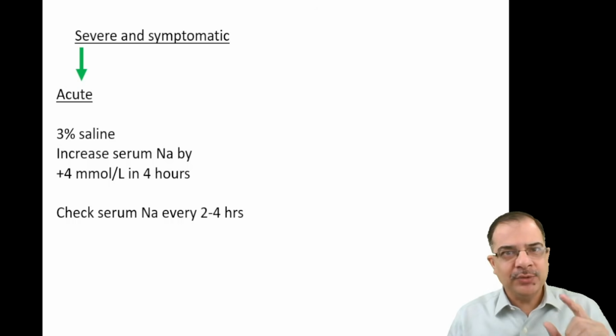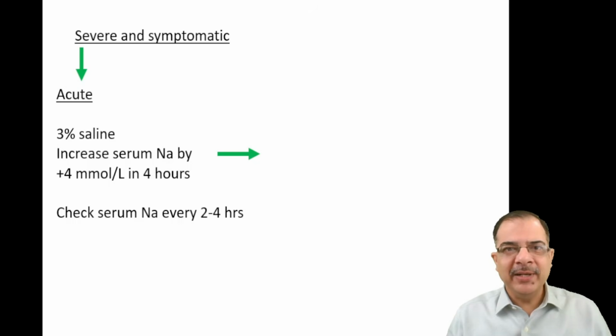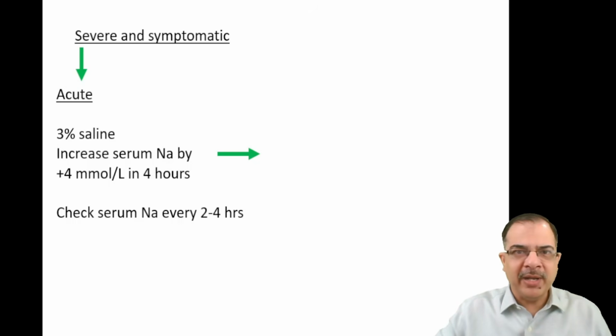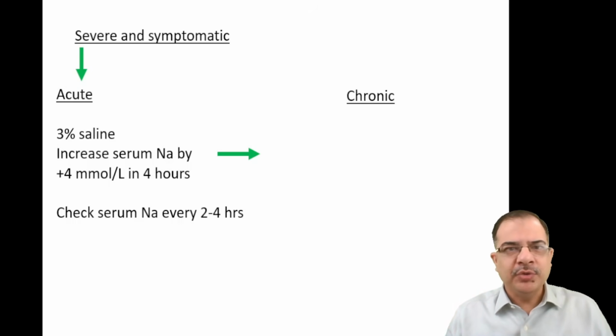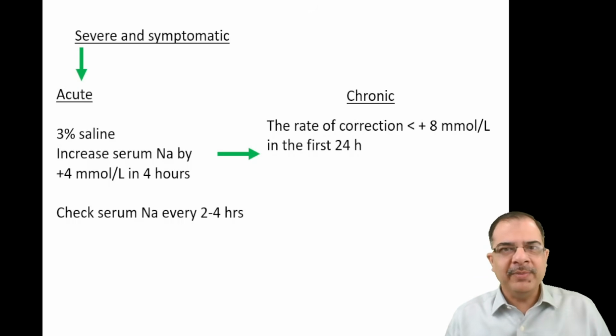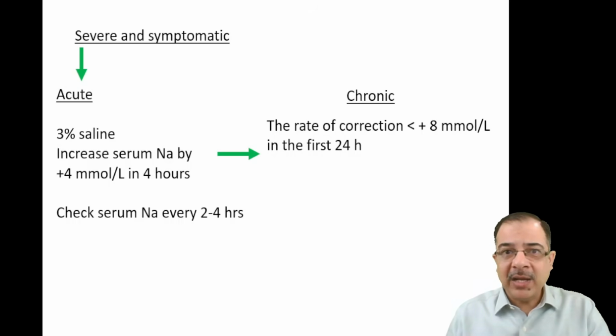And we will check the sodium every 2 to 4 hourly. After that, the treatment will be similar to the treatment of chronic hyponatremia, because in chronic hyponatremia there are some compensatory changes that prevent the cerebral edema. So if the patient is chronic, and after treatment of the acute case, we will follow steps similar to the chronic management of hyponatremia. So in chronic management, the rate of correction is less than or equal to +8 from the initial presentation value in the first 24 hours.